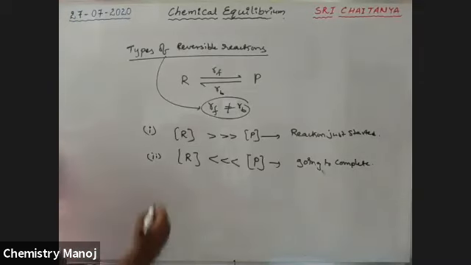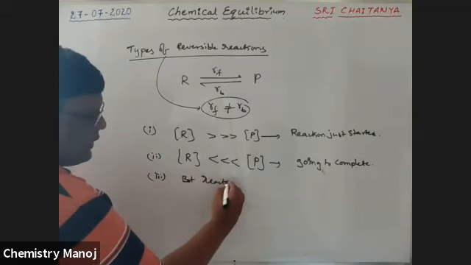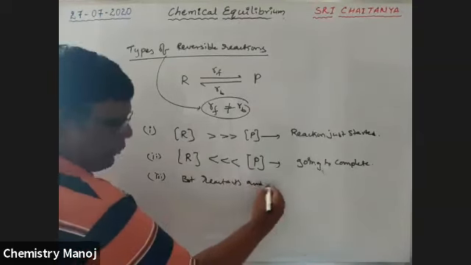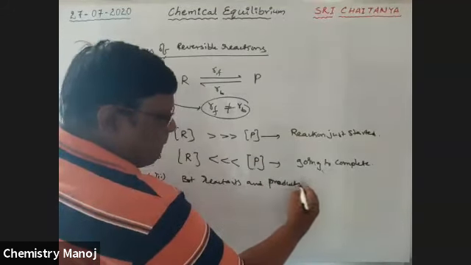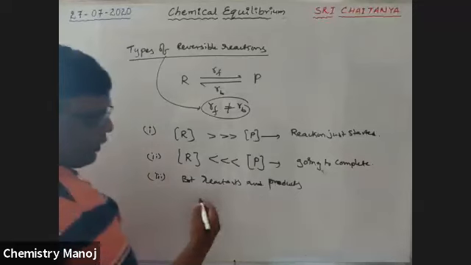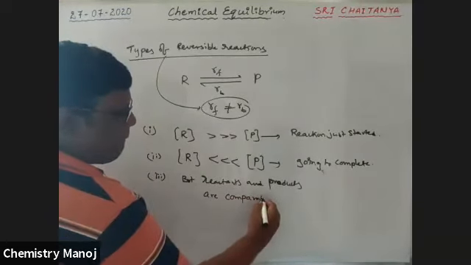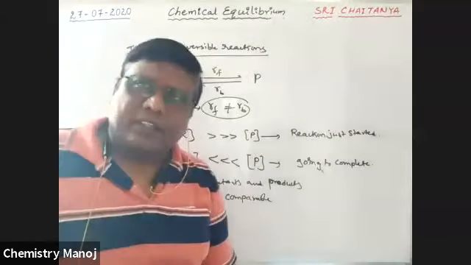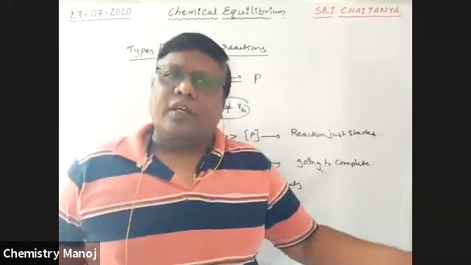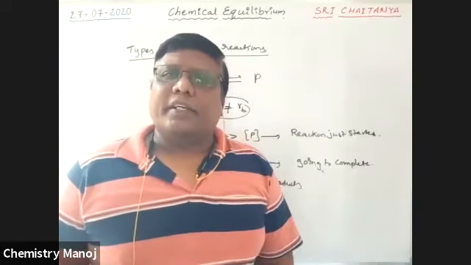Now the third case: reactants and products are comparable. So it is the middle stage. That means the reaction is neither going to complete nor just started. It is an ongoing condition.